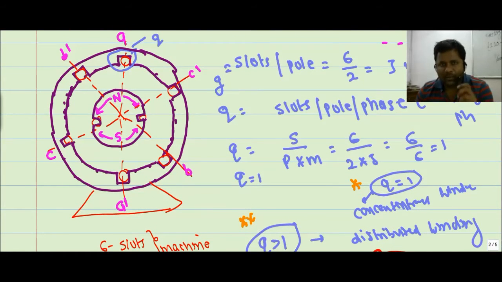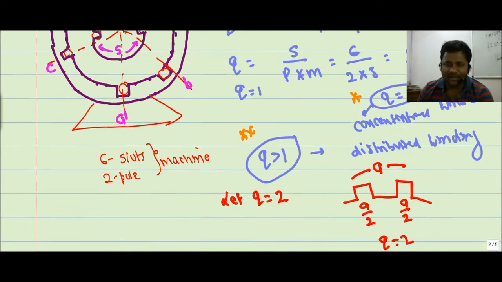So we understand the term Q and we understand the term G, where G equals slots per pole. Keep this in your mind for later. Q and G we have considered. Q is basically slots per pole per phase, where M is the number of phases.